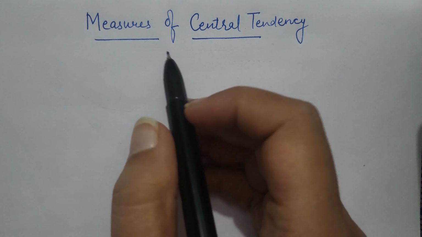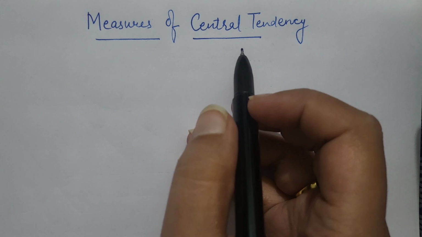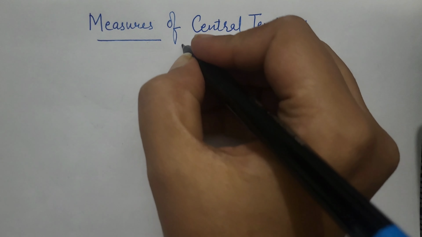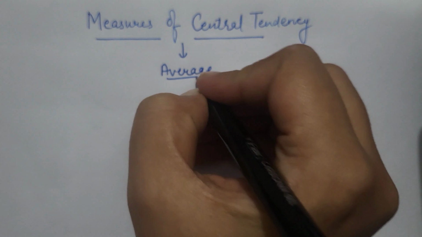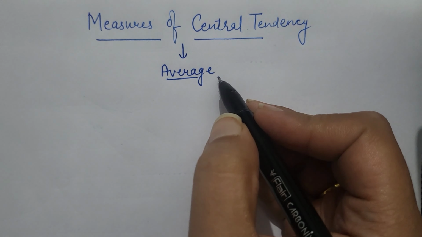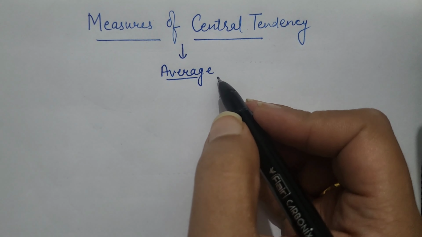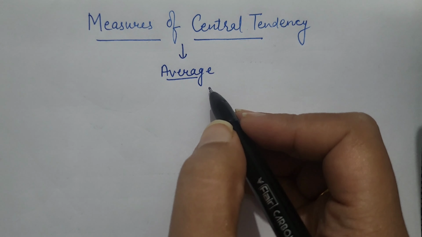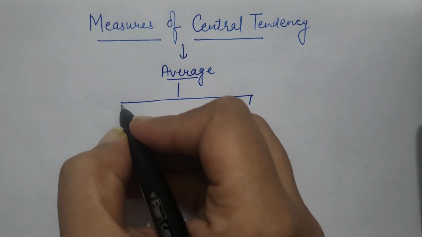Our today's topic, measures of central tendency. Measures of central tendency is a very important topic of statistics, which means average. So average is a number which represents the entire data. When we want to represent the entire data with one number, that is the concept of measures of central tendency. So average can be divided into two parts.